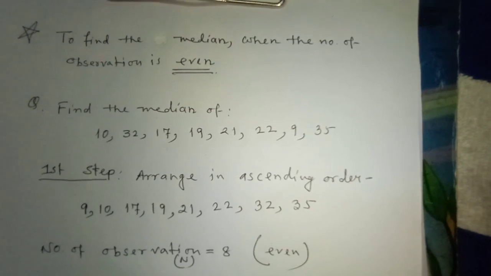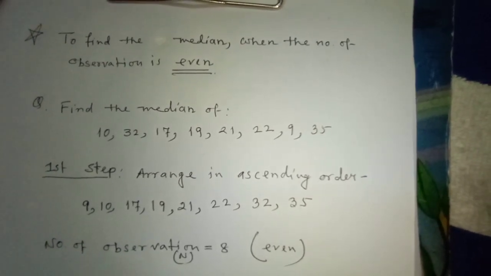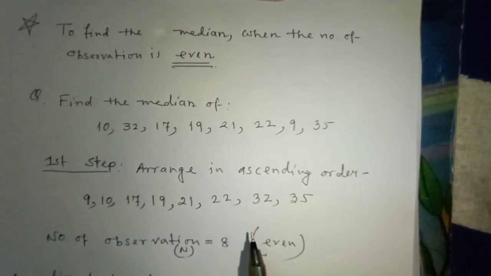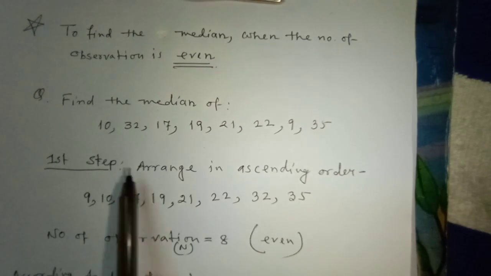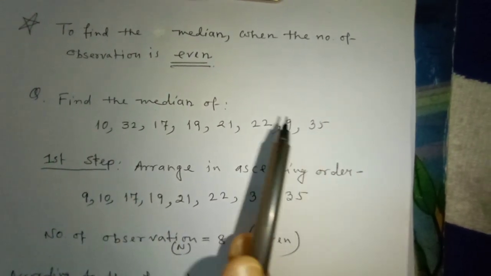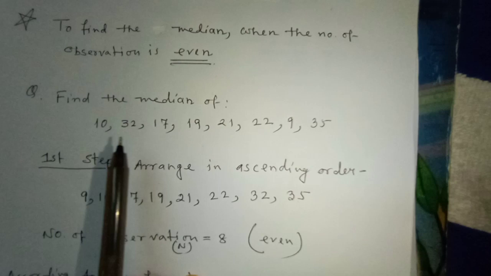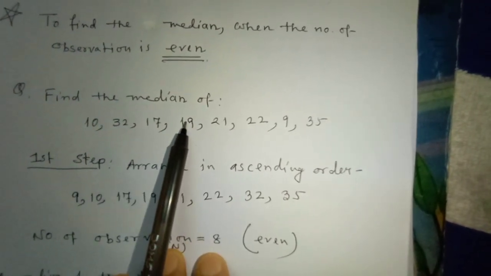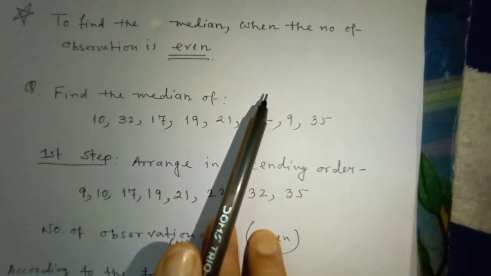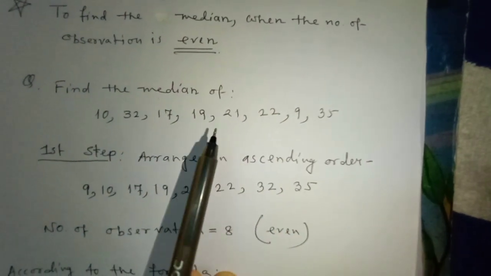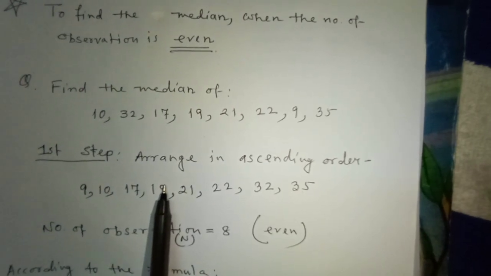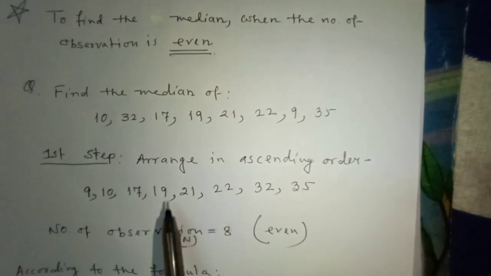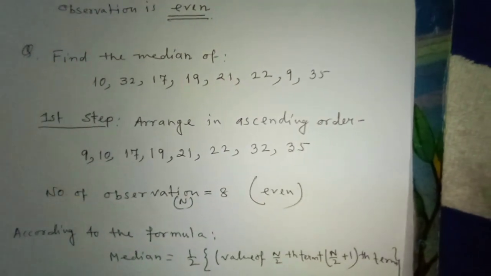Today, from data handling, we are doing the kind of sums where we have to find the median when the number of observations is even. Previous sums we have done when the number of observations is odd, and in that case we are finding the middle one when we have arranged them in ascending order. But we know that when the number of observations is even, then we have to do something different. Let us see one example.